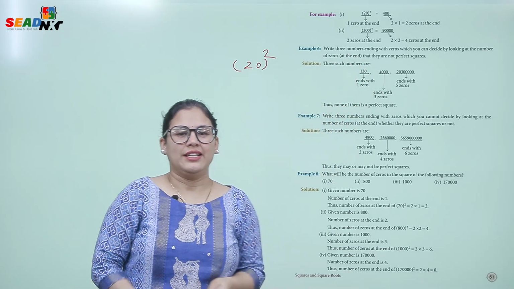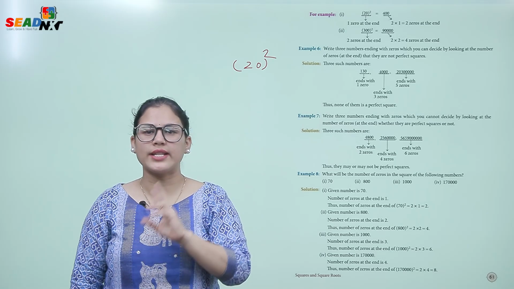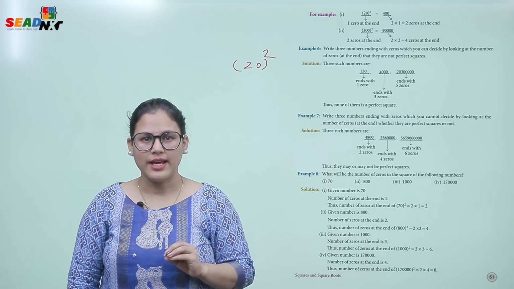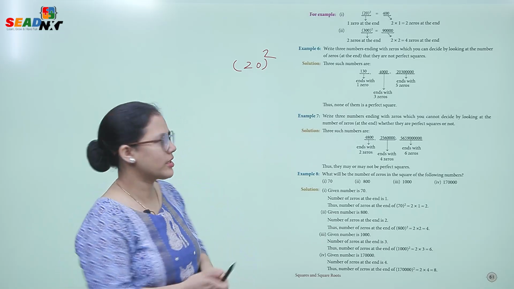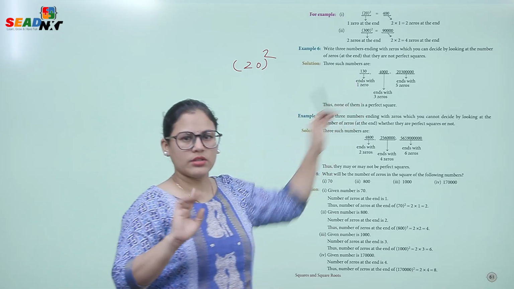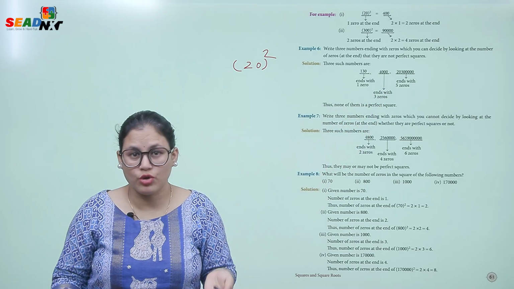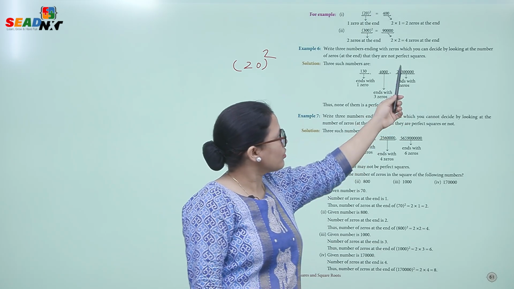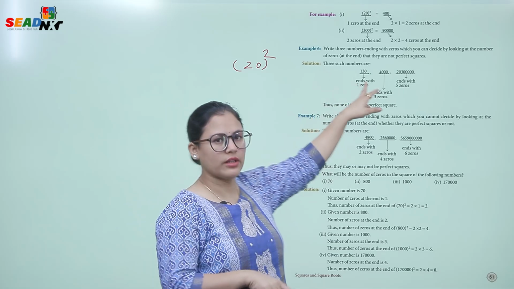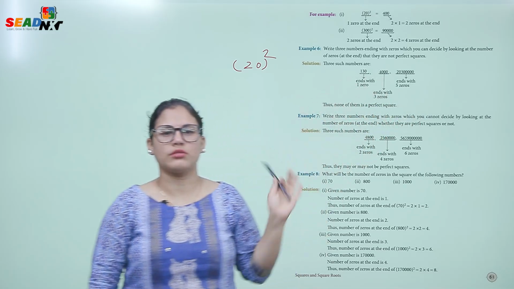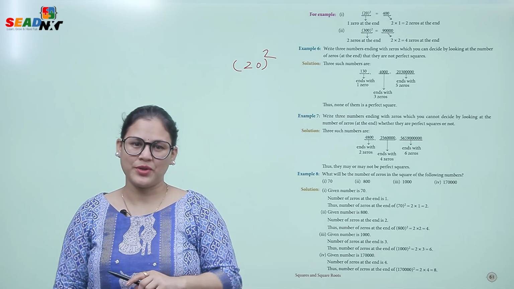Okay, so इसी तरह से अपने example 6 भी करना है, right? You have to write 3 numbers ending with zeros, which you can decide by looking at that number of zeros. They are not perfect squares. Okay, आपको देख के पता चल जाएगा, zero देख के कि ये perfect square है या नहीं है. For example, ends with 1 zero, this is not a perfect square. Okay, there are 3 zeros. Of course, this is also not a perfect square, and there are 5 zeros. Okay, so we will add only the zeros which are at the end, not in between the numbers. So there are 5 zeros, so this is also not a perfect square. Okay, students, so बाकी example की practice आप खुद से करेंगे, right?